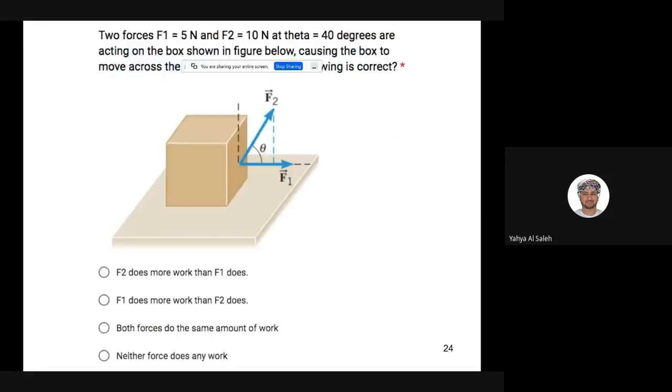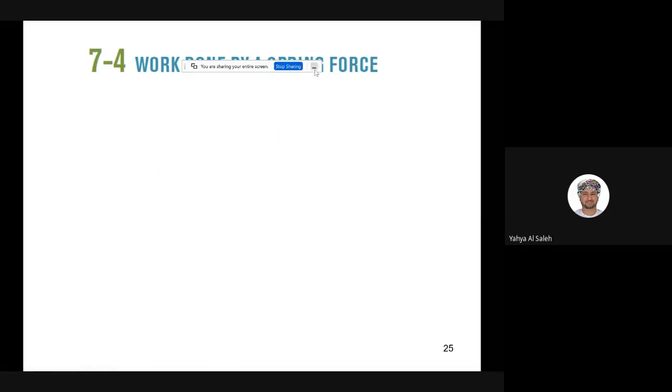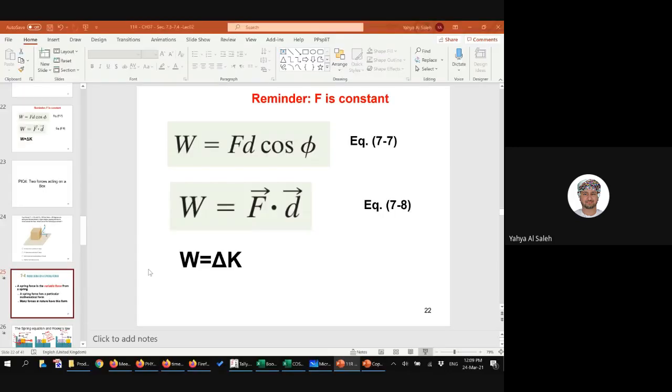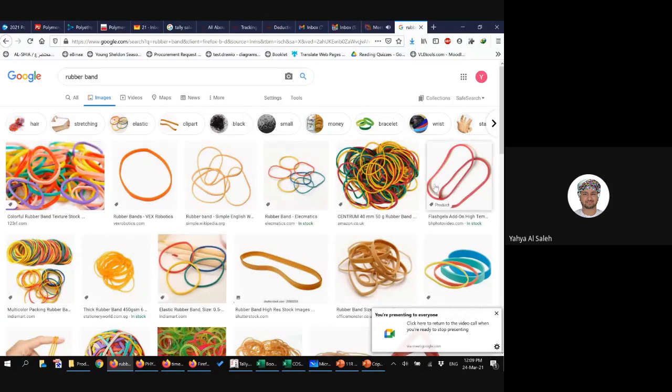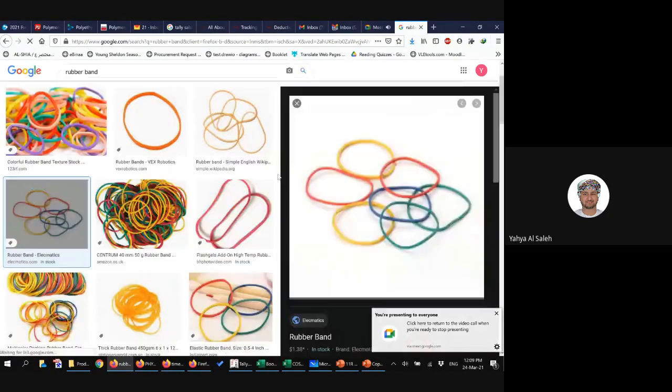Now, we've all played with springs when we were children, or rubber bands. So, one of these. Yeah, we all played with one of these when we were children.